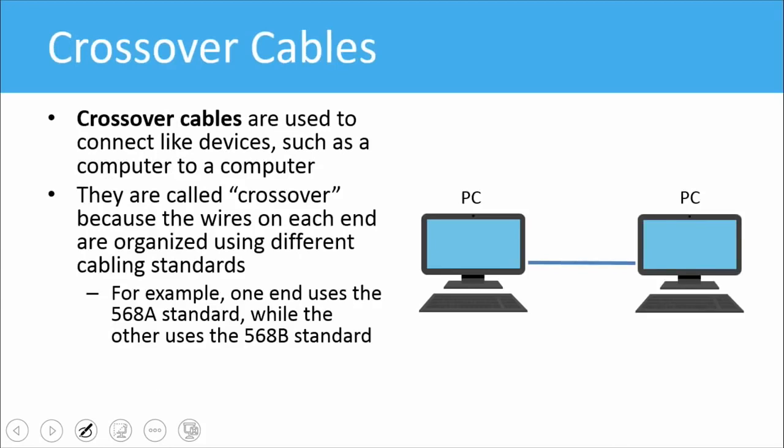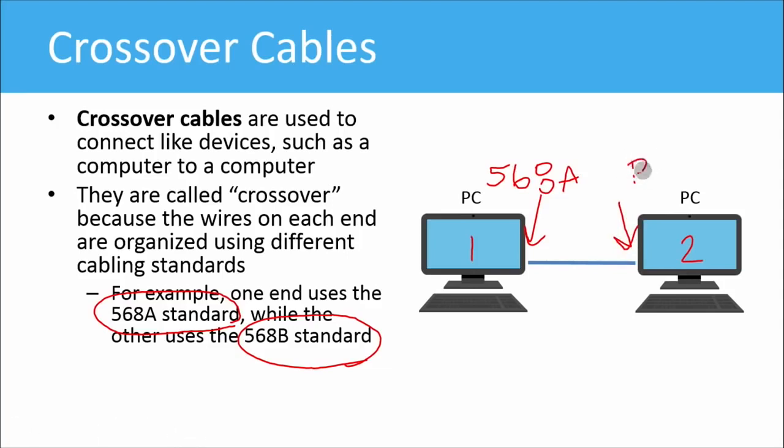In contrast, a crossover cable is called a crossover because if you start one end with the 568A standard, it crosses over on the other end to the 568B standard. So let's say that this is PC1, and we have PC2. Let's say that this Ethernet cable is terminated with the 568A standard, and then PC2 is connected and is terminated with the B standard. Okay, we would use crossover cables to connect two like devices, like a computer to a computer.